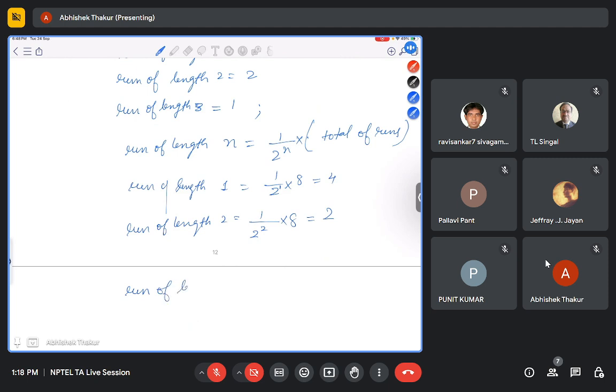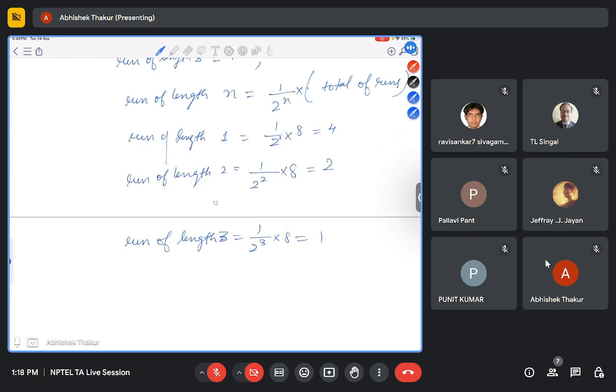And run of length 3 is equal to 1 by 2 to the power of 3 into 8. So that is equal to 1. So we can find like this. Now coming to the third property.